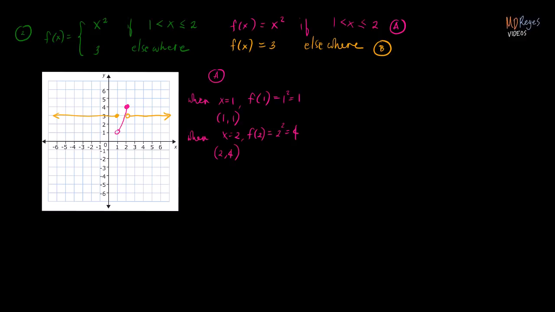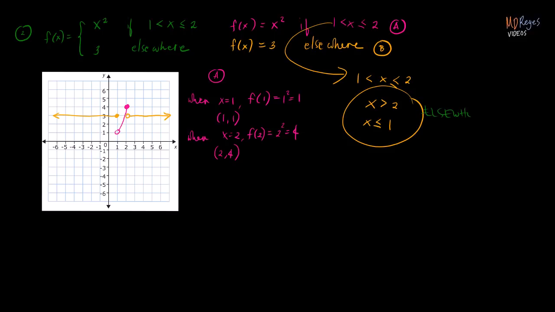Okay. Elsewhere means the complement of this. So we have this in between 1 and 2 and equal to 2. The complement of that would be x greater than 2 and x less than or equal to 1. This is what we call elsewhere. These are the numbers not included in the first interval. You follow?